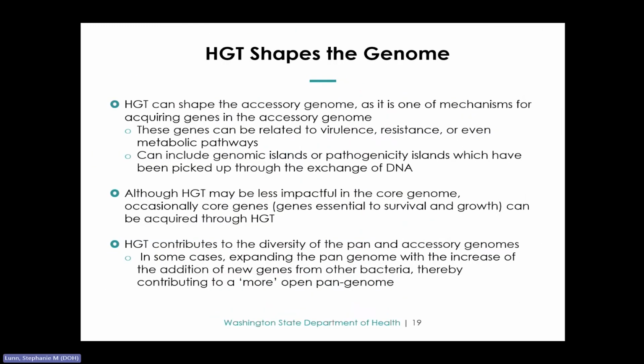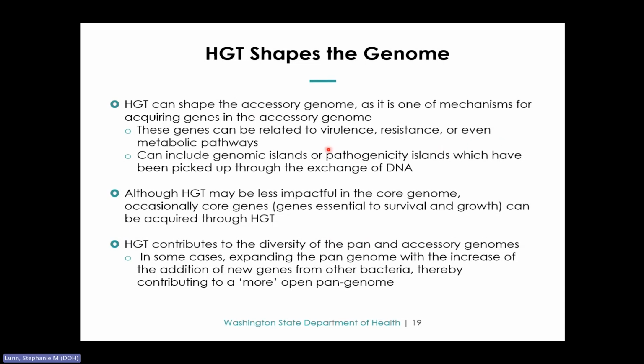So we covered a lot of information today, but one of the last things that I want to briefly discuss is how horizontal gene transfer can shape the genome. Recall that the accessory genome contains genes that may not be present within all strains of a group of bacterial species, but are found in some individual ones. Horizontal gene transfer can shape the accessory genome as it is one of the primary mechanisms by which genes found in the accessory genome can be acquired.